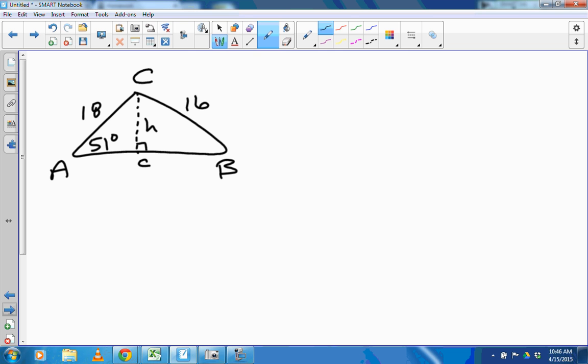Okay, so now we use the sine ratio again. So the sine of that angle, that 51, is opposite over hypotenuse. So we get 18 times sine 51 is the height. Okay, let me calculate. 18 times sine 51 is about 14.